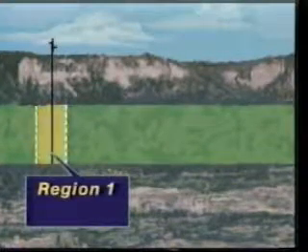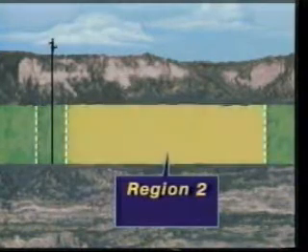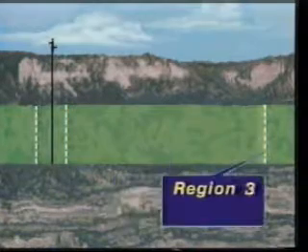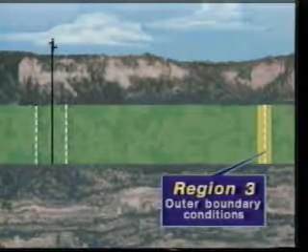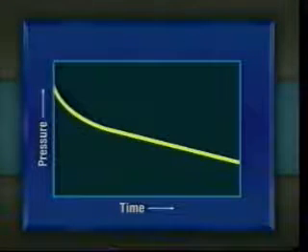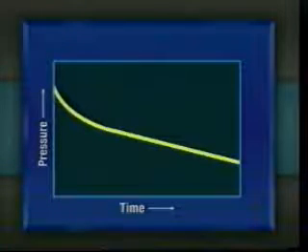Our model must also describe all the conditions existing in the reservoir: the inner boundary conditions at or near the wellbore itself, the conditions away from the wellbore, essentially the reservoir itself, and finally the conditions at the outer reservoir boundaries. When a well is produced after a period of being shut in, a simple Cartesian plot of pressure versus time reveals a succession of 3 flow periods.